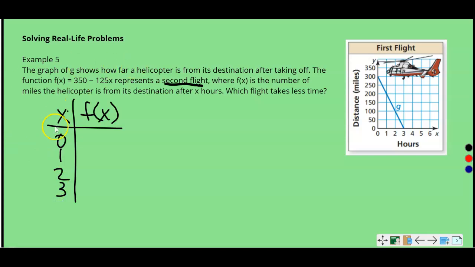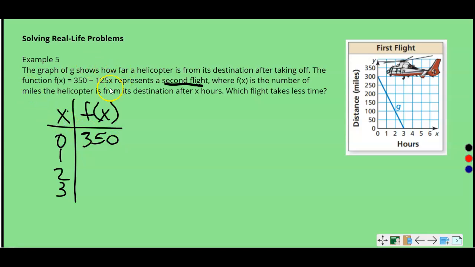And why am I starting with 0? Because x is the number of hours. We can't have a negative number of hours, so I'm not going to use any negative numbers this time. So hours of flight time, basically what we're doing. So we know at 0, 350 miles would be your f of x.